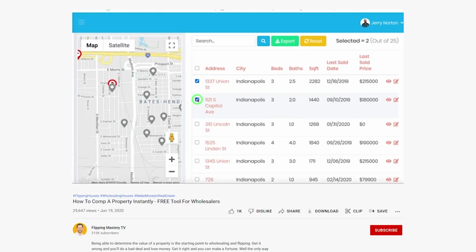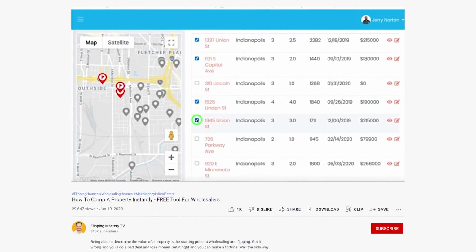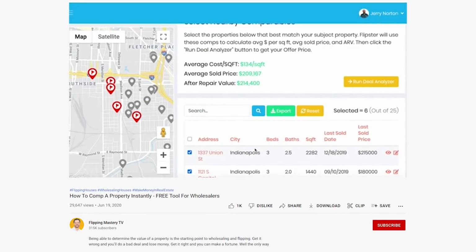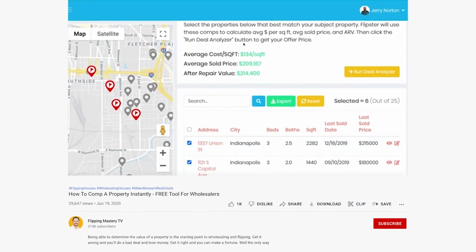One cool thing I do like about Flipster, and PropStream does this as well, is that as you select the different comps, it's gonna average out the pricing for you. So it'll show you kind of what was the average price per square foot, what was the average price sold for those comps that you selected, and help you easily calculate the average so that you get your ARV. I couldn't find anything on if Flipster has MLS data, but again, it seems like the crackdown is on all data providers, so that'd be a good question to research for whatever program you decide to pay for.